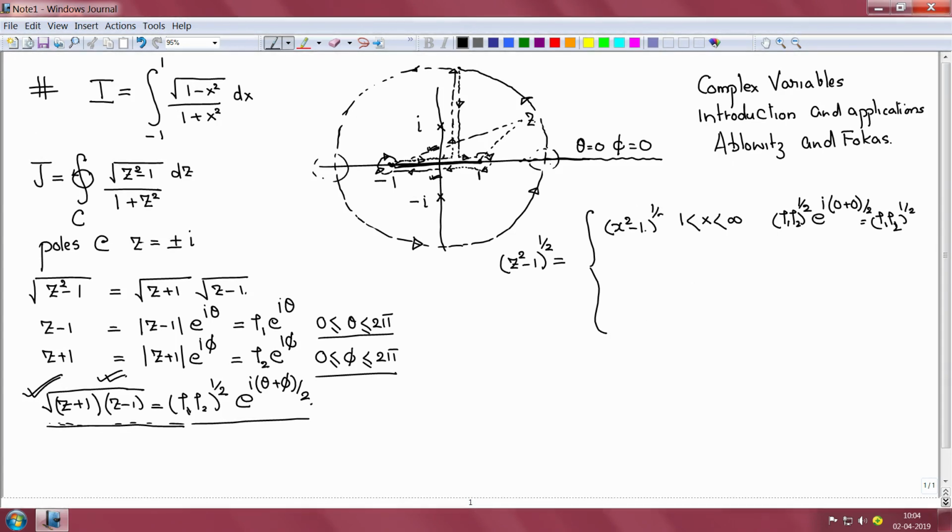To the power half. Okay. What about minus infinity less than x less than minus 1? What about here, in this range? Here again I have square root of z square minus 1 given by rho 1 rho 2 to the power half, but here theta is equal to pi, phi is also equal to pi. So, I get e to the power I pi plus pi by 2, and therefore minus a real positive number.